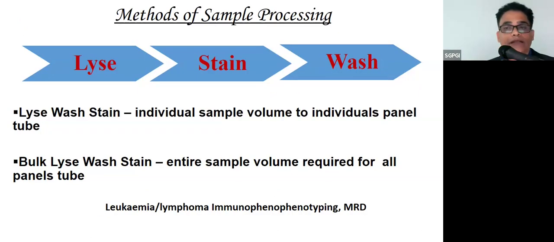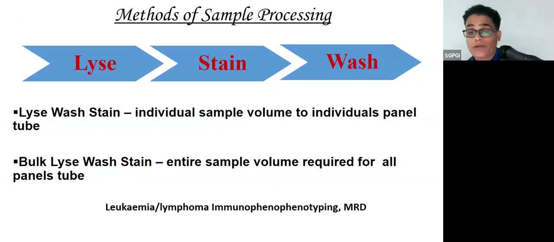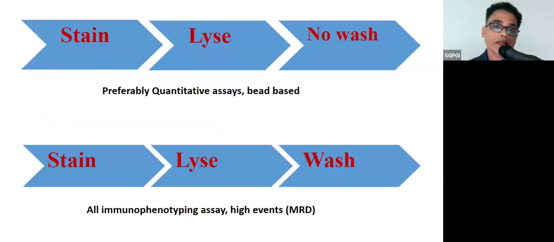Majority of the time, lyse-stain-wash is preferred for leukemia, lymphoma, phenotyping and MRD, but not for bead-based quantitative assays. Stain, no-wash is preferred for quantitative assays, basically bead-based ones like CD34 enumeration or the CD4 count. So you can have count tubes. You add the stain and the whole blood, then put the markers as per your assay. For CD4 you have 10 markers; for CD34 and CD45 it is only 2 markers, and it can be done.